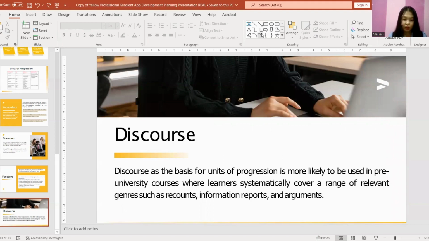Next is about discourse. Discourse as the basis for units of progression is more likely to be used in pre-university courses where learners systematically cover a range of relevant genres such as recounts, information reports, and arguments. Attention to the elements of spoken discourse may occur early in language courses, but it is rarely the unit of progression per course. Well, I think that's enough for me.